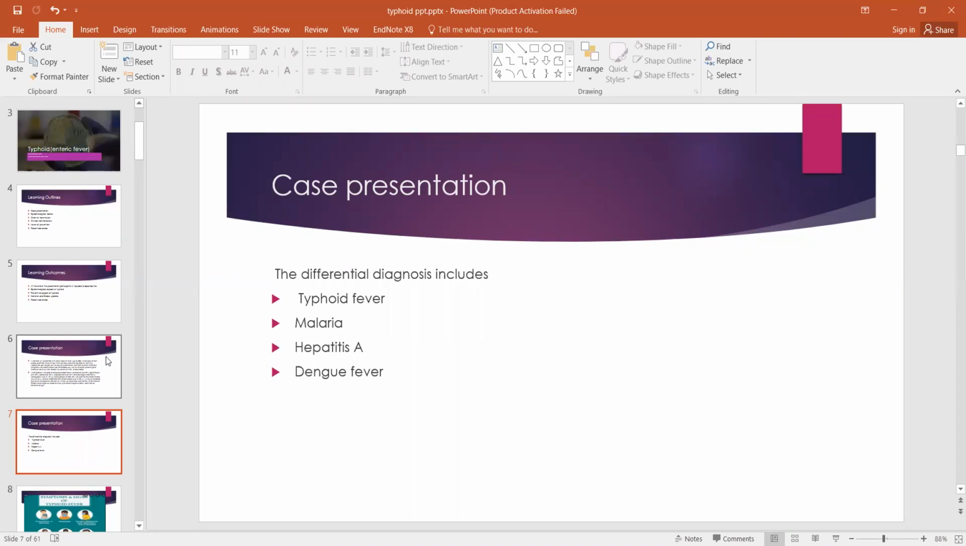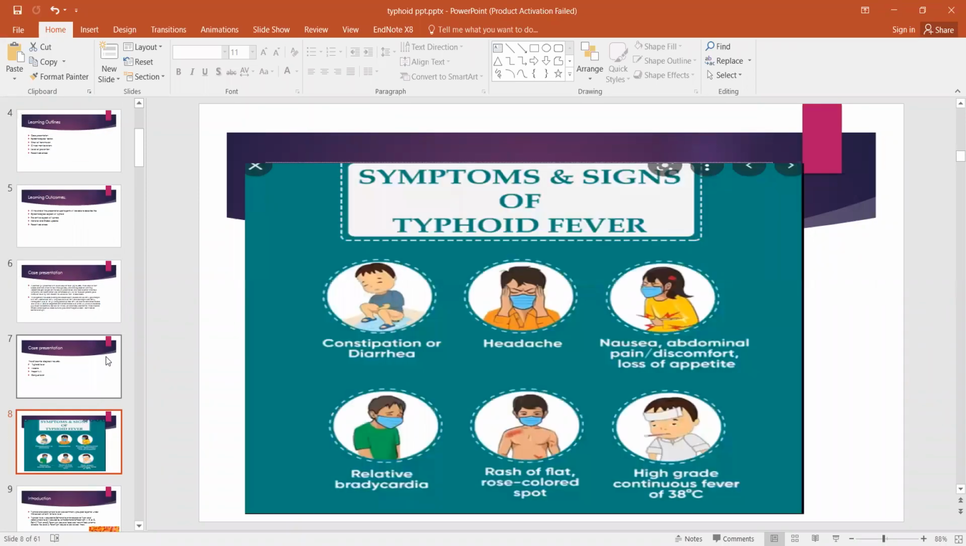The differential diagnosis includes, at the top of the list, typhoid fever, malaria, hepatitis A, and dengue fever, and the most likely diagnosis is typhoid fever. Now we discuss the factors of typhoid fever one by one. Signs and symptoms of typhoid fever are constipation or diarrhea, headache, nausea, abdominal pain or discomfort, relative bradycardia, rash of flat rose-colored spots, and high-grade continuous fever.